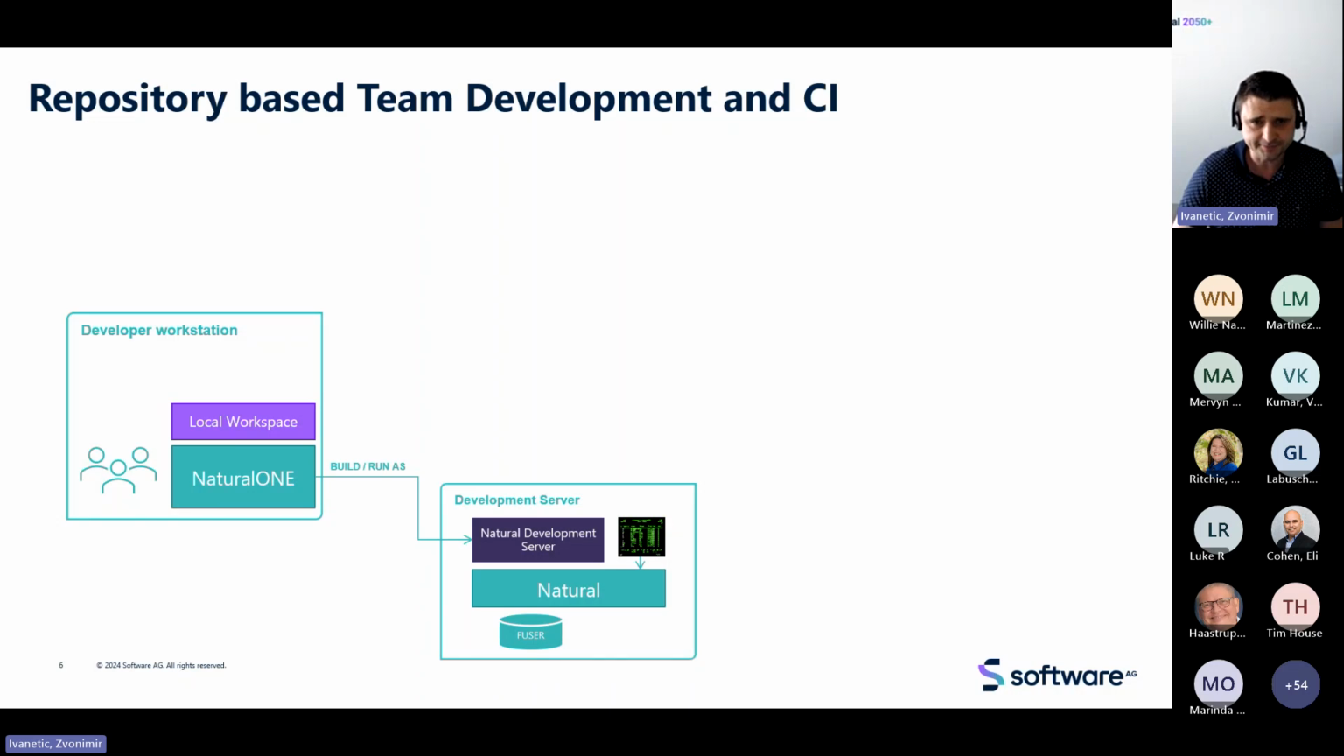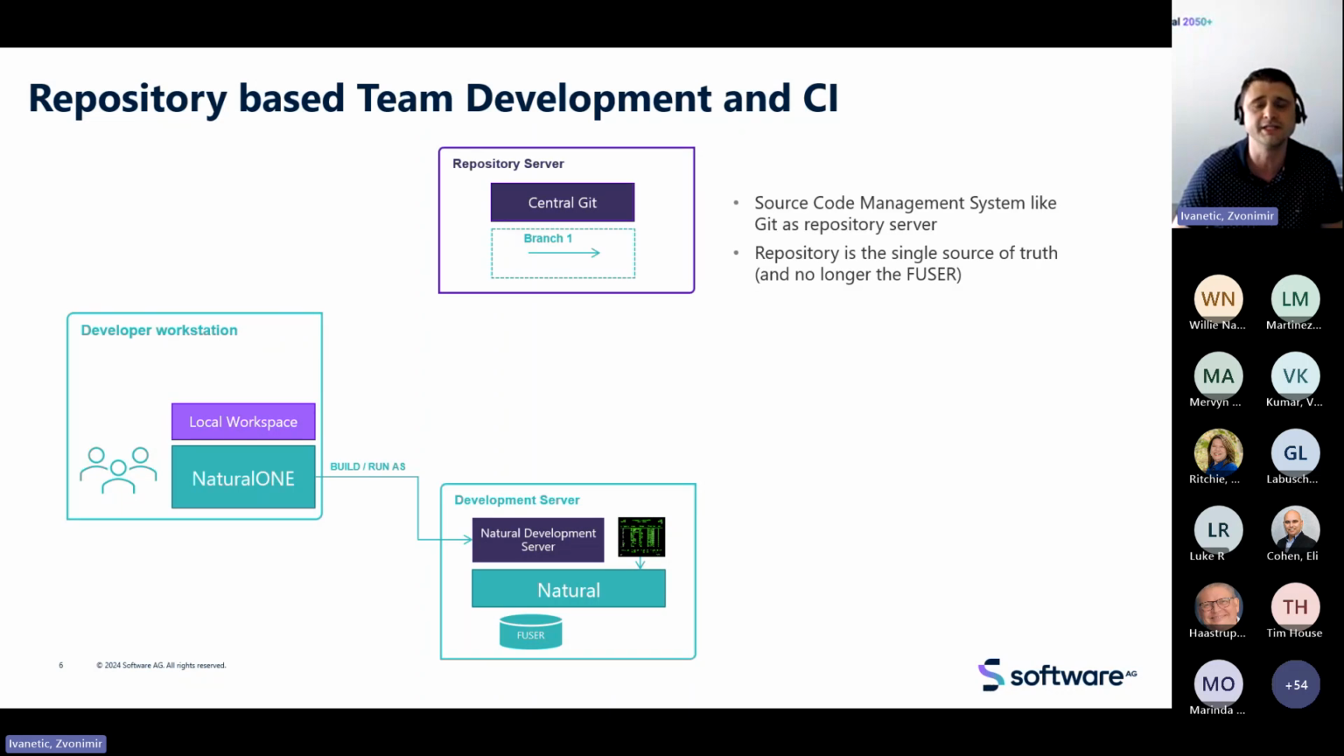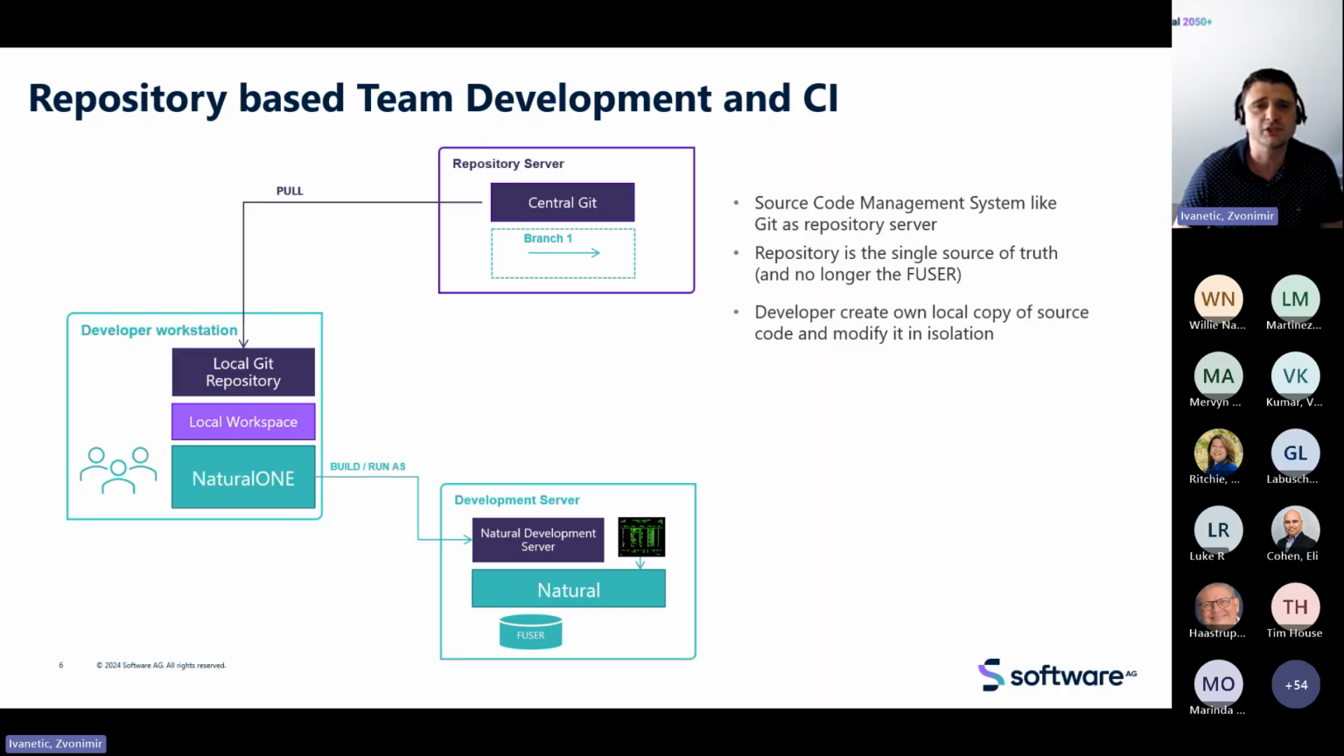As I mentioned last time, the change in mindset when you move to repository-based development is that you introduce a source code management system, like a Git repository server, which then becomes your single source of truth, where all the sources of your application that you are embarking on this approach will reside as the single source of truth.